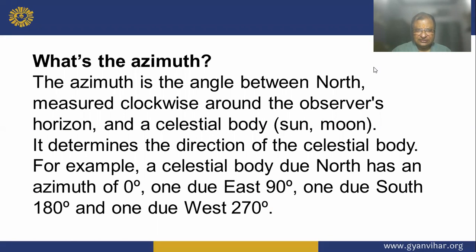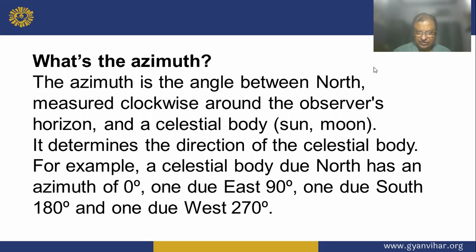Dear boys, the azimuth is the angle between north, measured clockwise around the observer's horizon, and a celestial body. So the sun, the moon, it determines the direction of the celestial body.